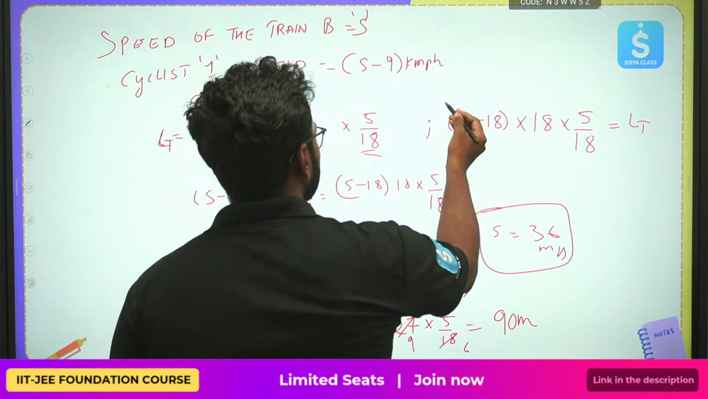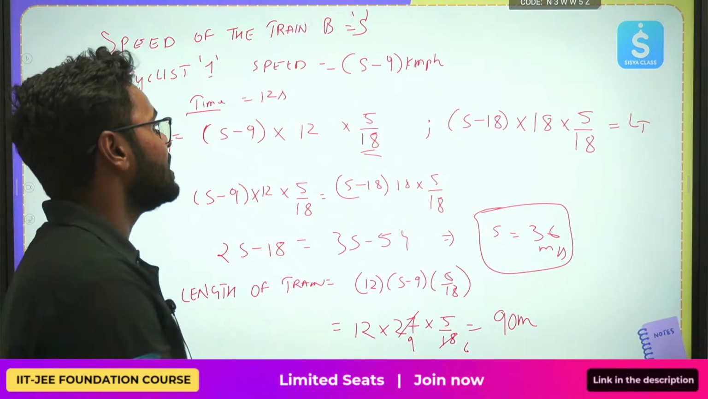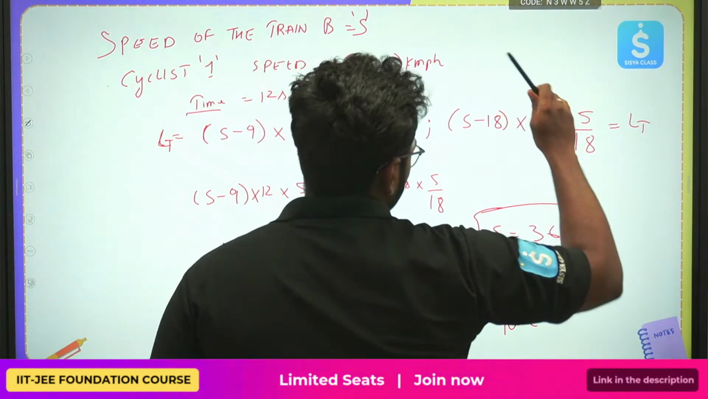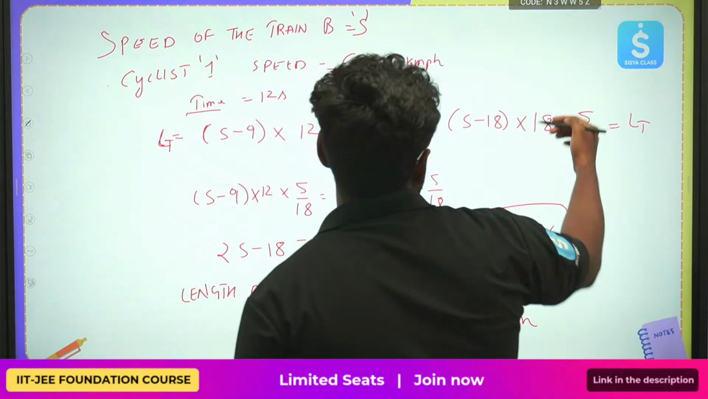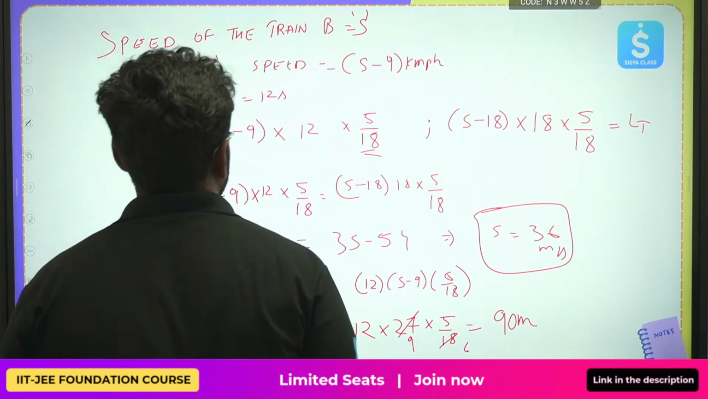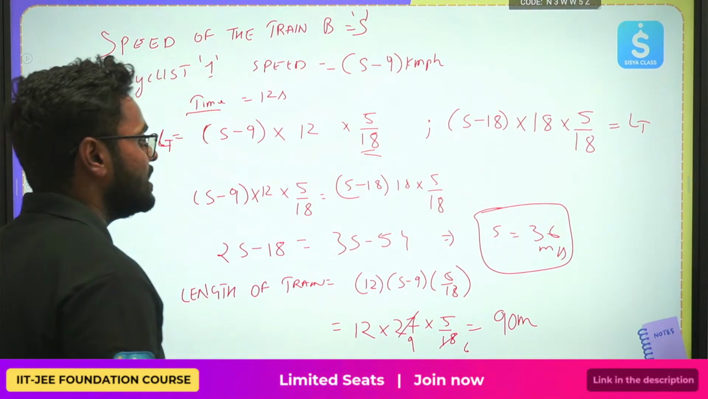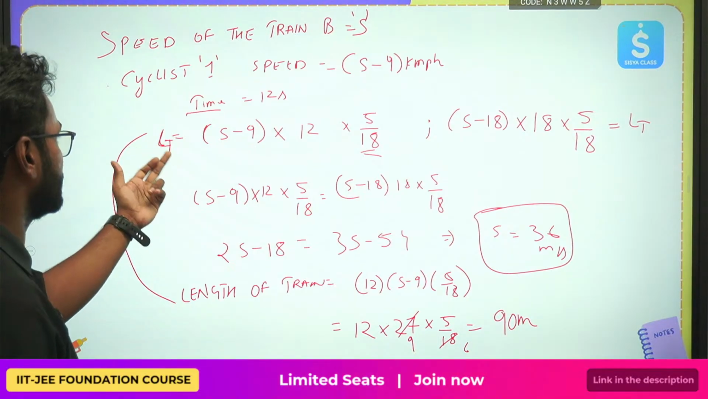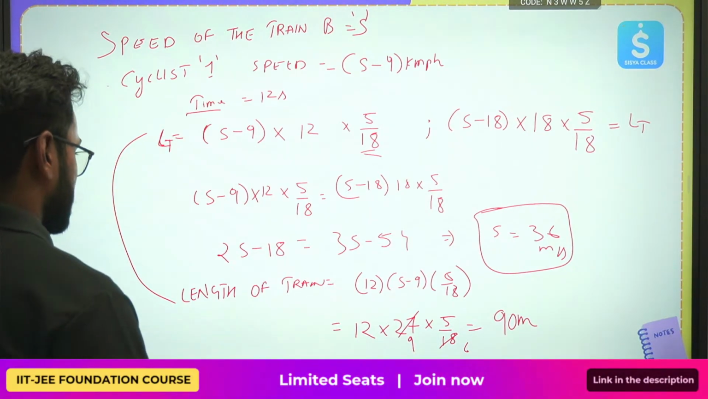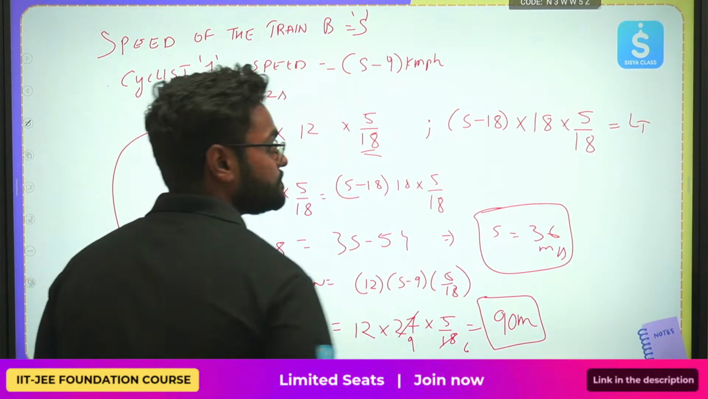The second equation is for the cyclist moving at 18 kilometers per hour, into 18 seconds. The train is covering him in 18 seconds, and with the conversion factor 5 upon 18, this is the length of the train. Since both the values are equal, we find the speed as 36 meters per second. Now we put this in any of the equations. We have used the first equation, right? So the length of the train would be 90 meters.